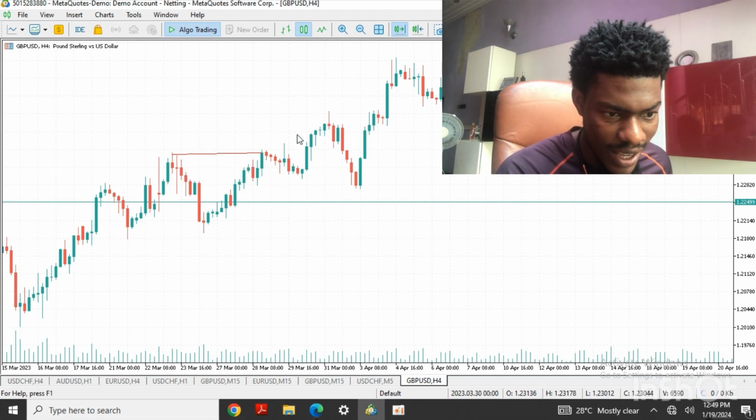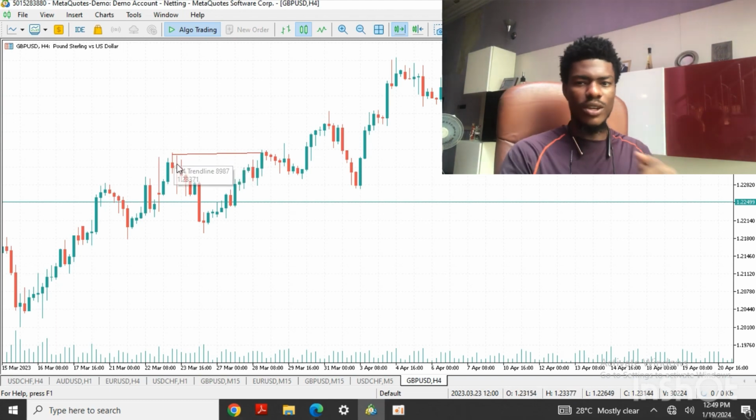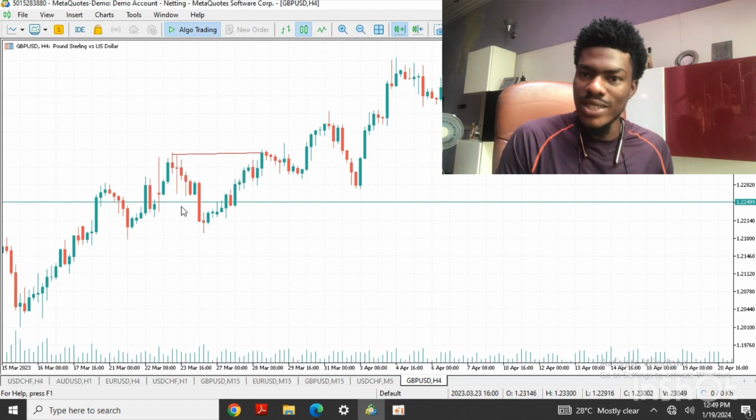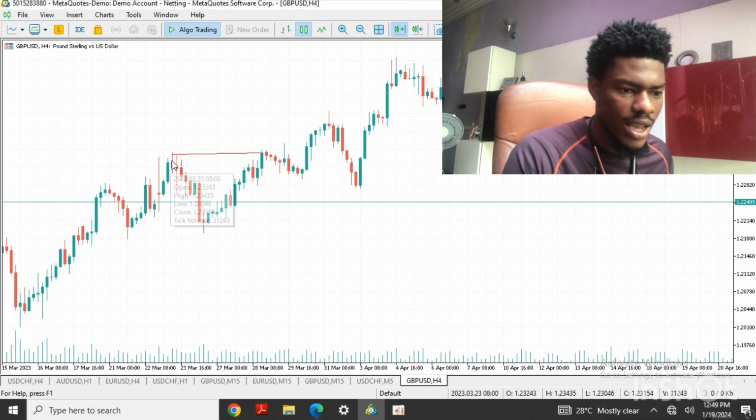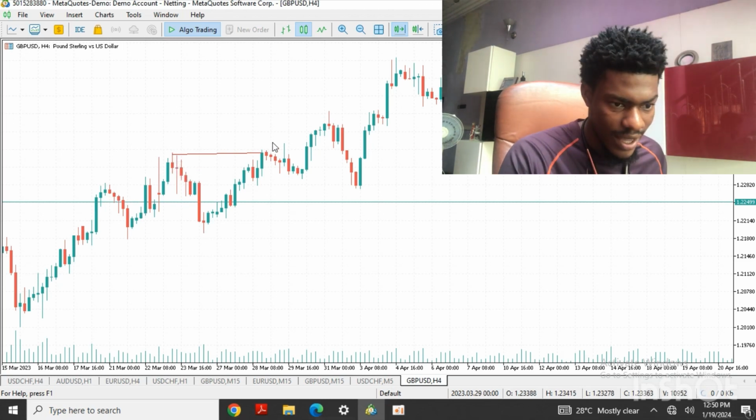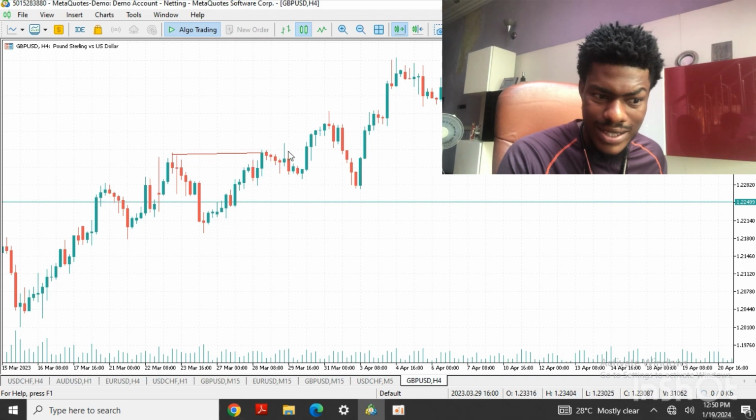See, this is not a higher high. The candle did not close above this guy. You see what I'm talking about now? This is where you guys get liquidated. Like seriously, see something. This is a higher high, higher low, higher high. This is not a higher high. This is not a higher high.